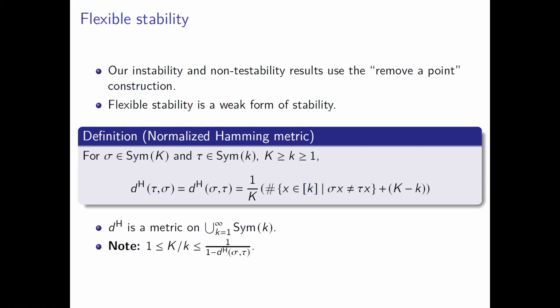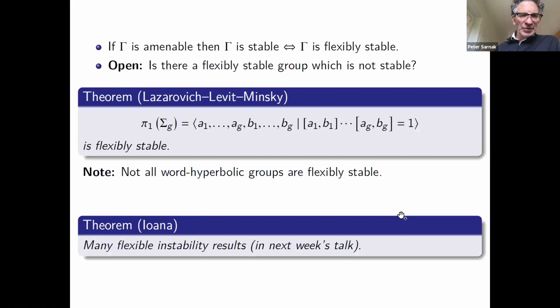On your last slide, in the case of the surface group, which is hyperbolic, you say there are ones which are word hyperbolic but not flexibly stable. Do you understand what property of those groups makes it fail? And do you know which? I can tell you how to come up with them, and then we can think. Do you have a classification in terms of the hyperbolic groups? What's the property that's making it true or not true?